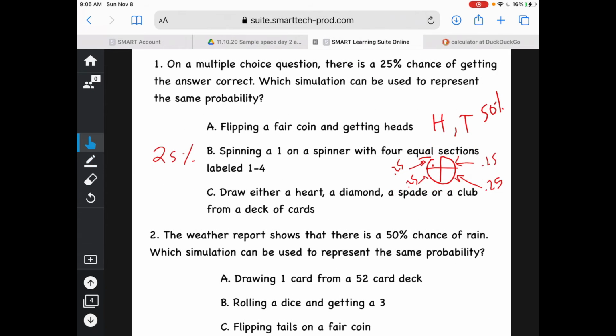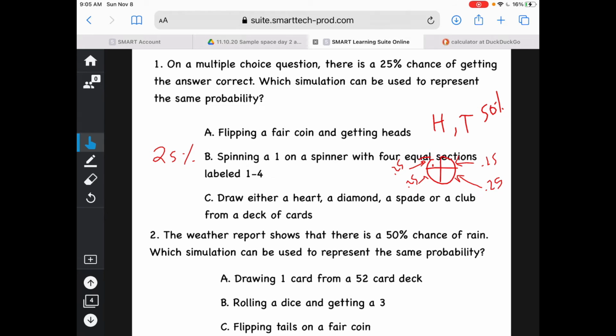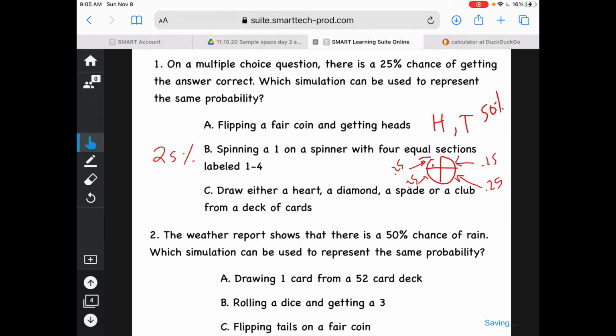And lastly, our last one says draw either a heart, a diamond, a spade, or a club from a deck of cards. Well, let's say you wanted to draw a heart. You have 13 hearts out of a 52 card deck. This would give you a 1 out of 4 chance. So which one is a 25% likelihood? That would be B, spinning a 1 on a spinner with 4 equal sections labeled 1 through 4.